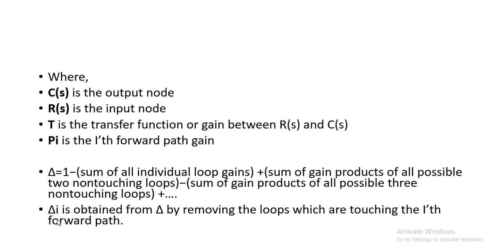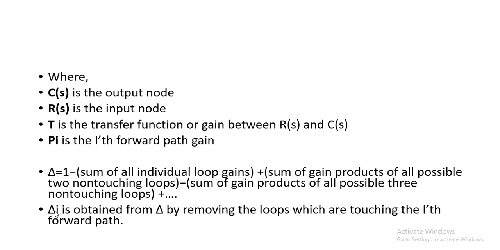Okay, means what? Suppose we have calculated P1 for the first forward path. Then what will be delta 1? It will be obtained from delta, means from this one, by removing the loops which are touching the first forward path. So whichever loops are touching the first forward path, we have to remove them, and whatever gain comes, that will be the delta 1.